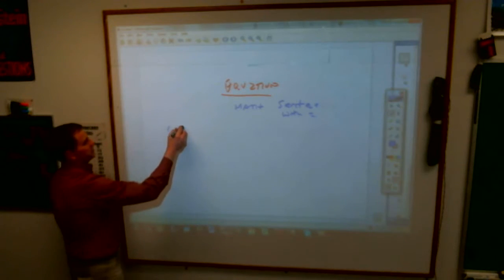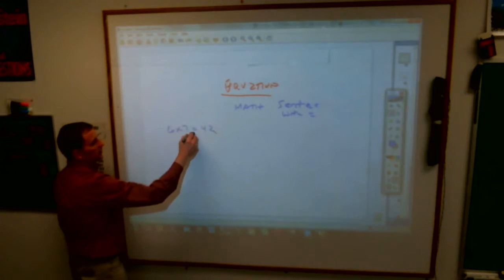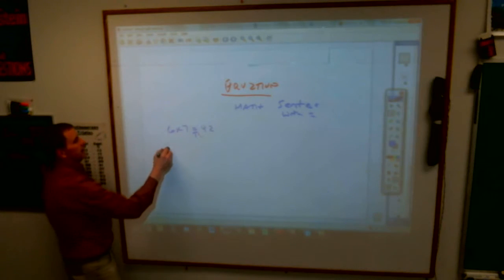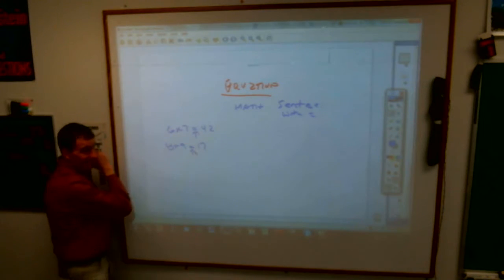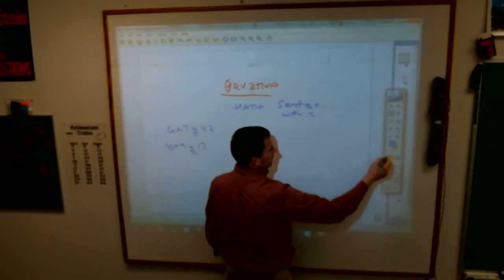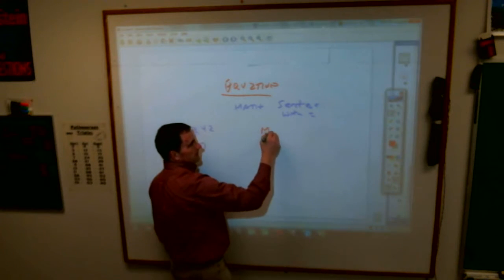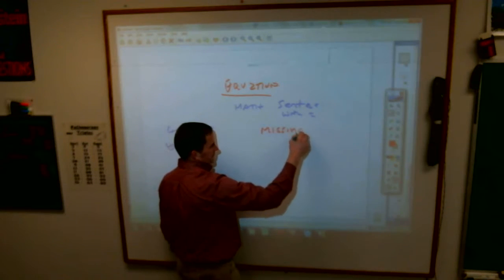You've done all sorts of equations before. Like 6 times 7 is 42. That's an equation because you see an equal sign there. 8 plus 9 is 17. That's an equation because of that. But today we're looking at equations that have missing, here's the key for today, missing factors.